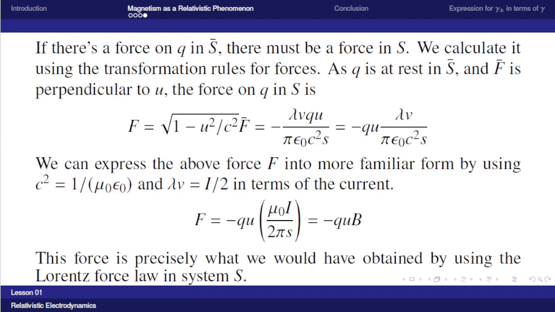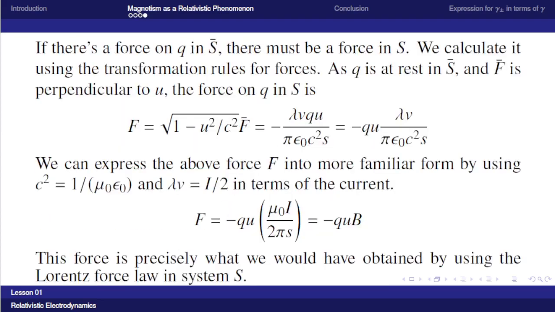What is this mu 0 I by 2 pi s? Mu 0 I by 2 pi s is the magnetic field produced by an infinitely long straight wire carrying a current I, and q u b is the magnetic force experienced by the point charge q moving with a speed u in a magnetic field b. So what we have obtained is the magnetic force between the point charge q and the infinitely long wire carrying a current I. So we have obtained the Lorentz force law in the system S, but without invoking the Biot-Savart law.